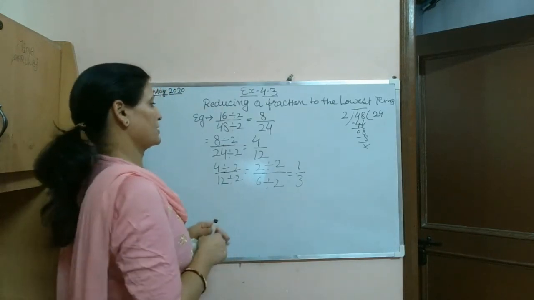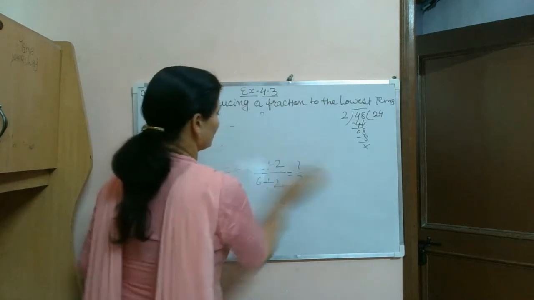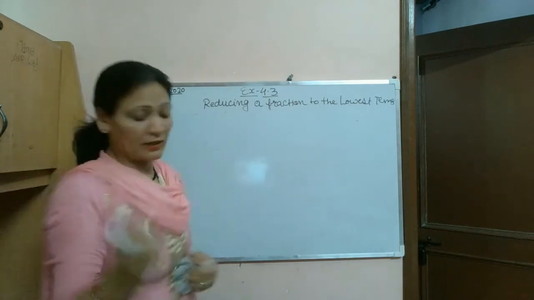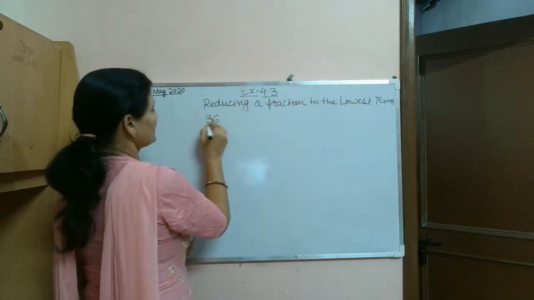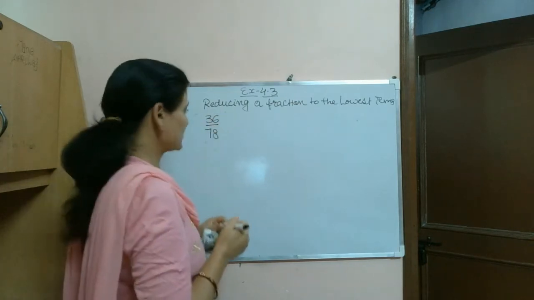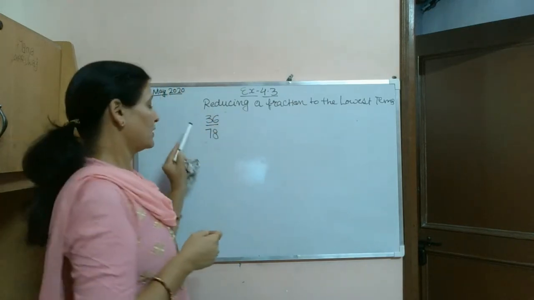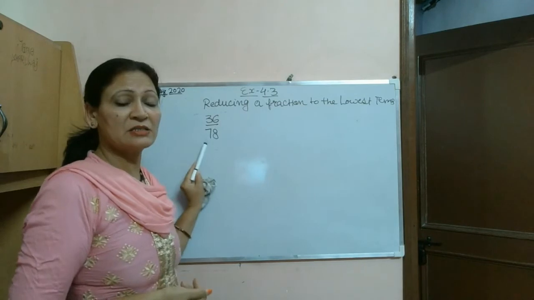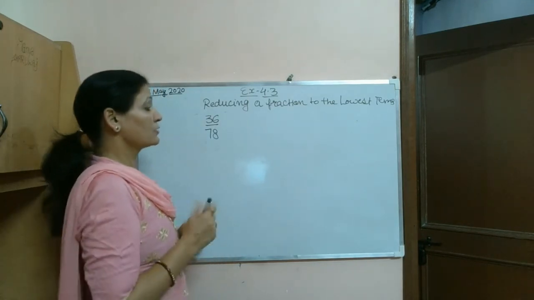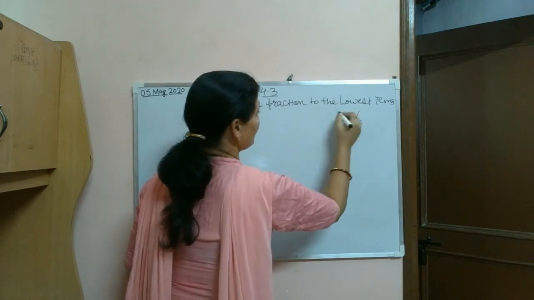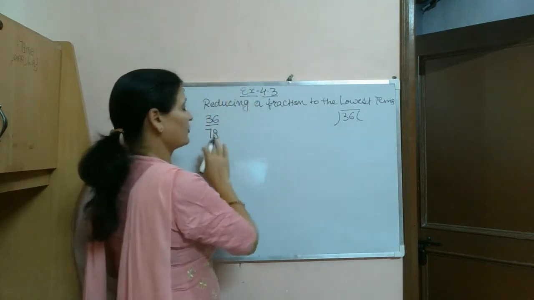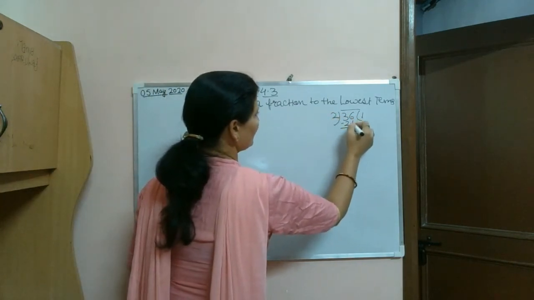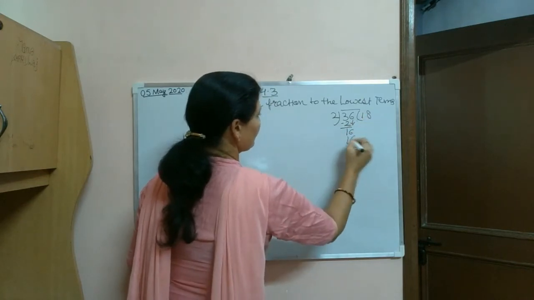Now take one more example. The example is 36 upon 78. With 36, first we will see the numerator and then the denominator. We divide 36 by 2. If it is cancelled, then we will see the denominator. 2 1s are 2, 1 is left, bring down 6, 2 8s are 16, now 18.